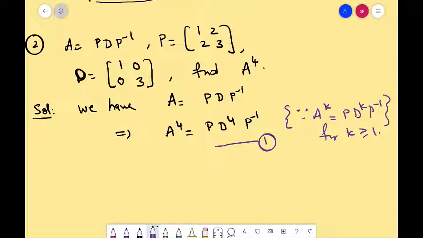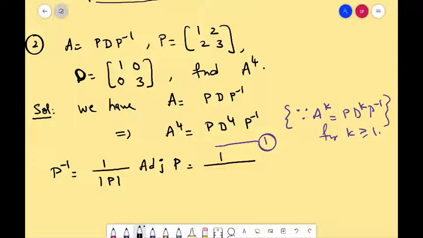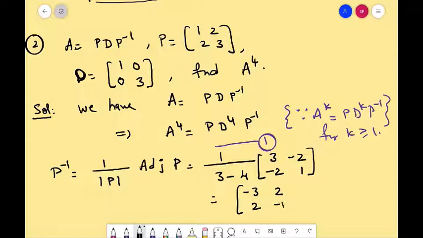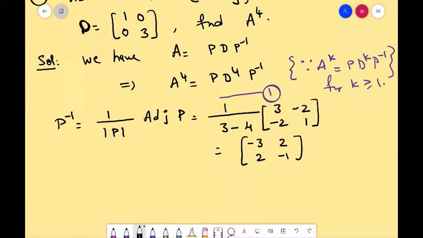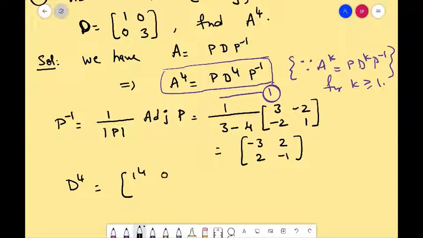So for this, let us find first P inverse. So P inverse is equal to 1 by det P into adjoint of P, which is equal to 1 by det P, which is 1 into 3 minus 2 into 2, that is minus 1, into adjoint of P, which will be 3, minus 2, minus 2, 1. So which will be equal to, this is minus 1, so it is minus 3, 2, 2, minus 1. This is P inverse. And what else do we need? This is the thing we are going to find. So we need now even D power 4. D power 4 is equal to 1 power 4, 0, 0, 3 to the power 4. That is equal to 1, 0, 0, 3 to the power 4 will be 81.